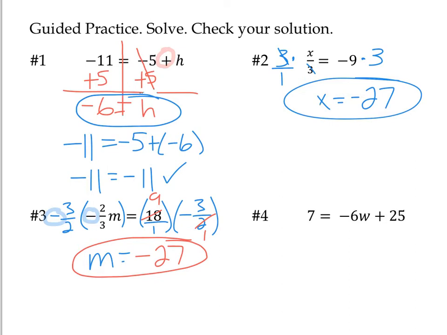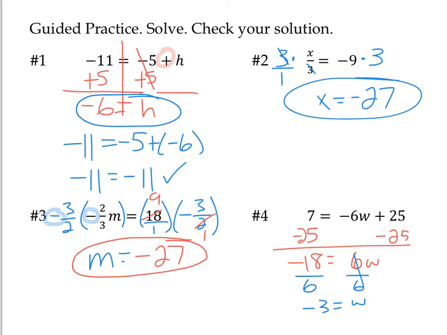All right. In number 4, we have 7 equals negative 6w plus 25. So we could subtract the 25 on both sides. And we get 7 minus 25 is negative 18 equals negative 6w. Let's say we dropped that negative sign. Okay, let's say we forgot that. I'm going to show you how to catch a mistake you might make. So if we did that, and then in the next step we divided by 6 and by 6, that would cancel out, and we get negative 3 equals w.